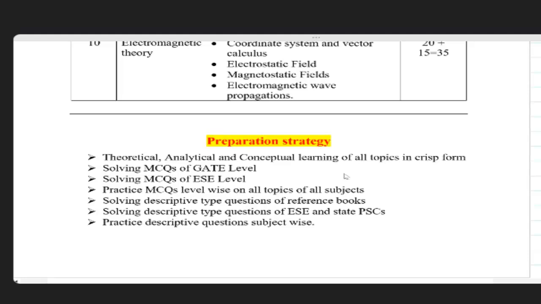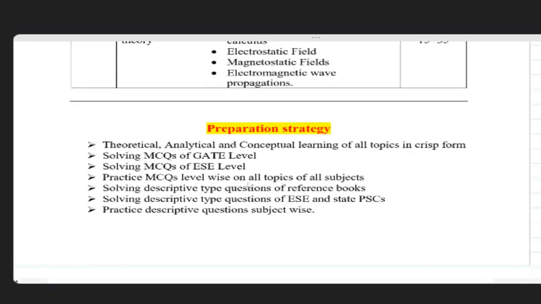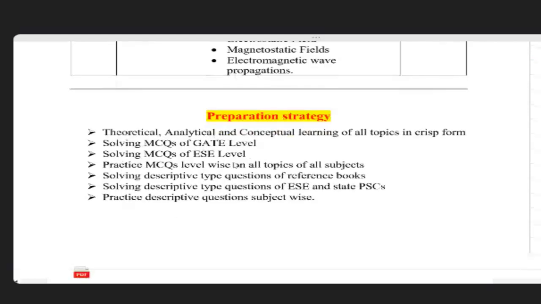Strategy number 2: after learning all these aspects topic by topic, we will solve some MCQs of GATE level and some MCQs of ESE level. After solving the MCQs of a particular topic, I will provide you practice MCQs, and just after 2 days I will solve all those practice MCQs with you, and you can compare your answers with mine. Definitely your answers and mine will match after the completion of any topic, because we will give much time to the solving sessions.